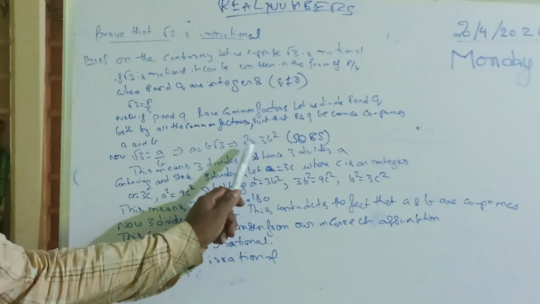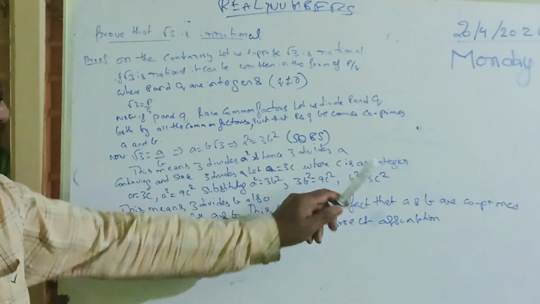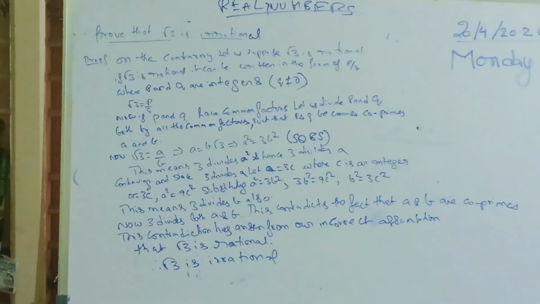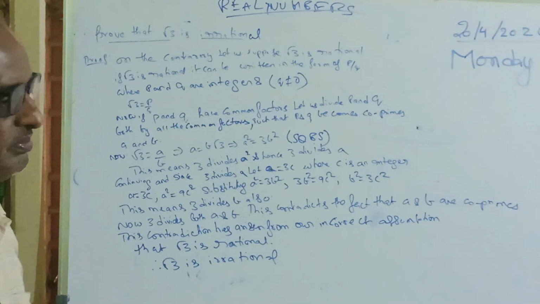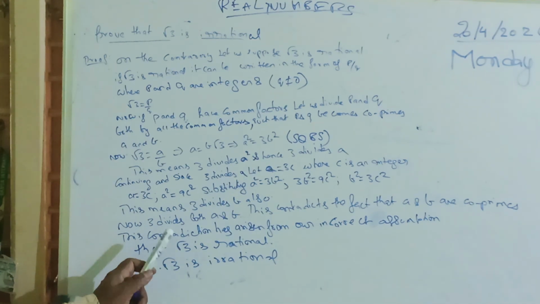Now we have got that a square is equal to 3b square. Substituting 3b square for a square, 3b square is equal to 9c square, so b square is equal to 3c square. This means 3 divides b square also, and hence 3 divides b.